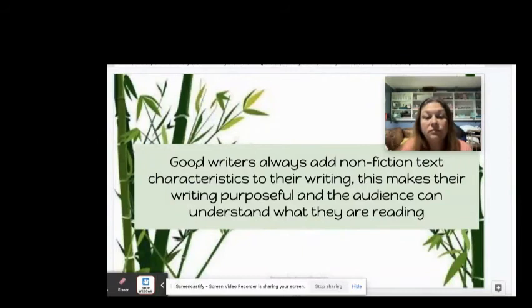And remember, good writers always add nonfiction text characteristics to their writing. This makes their writing purposeful, and the audience can understand what they are reading.